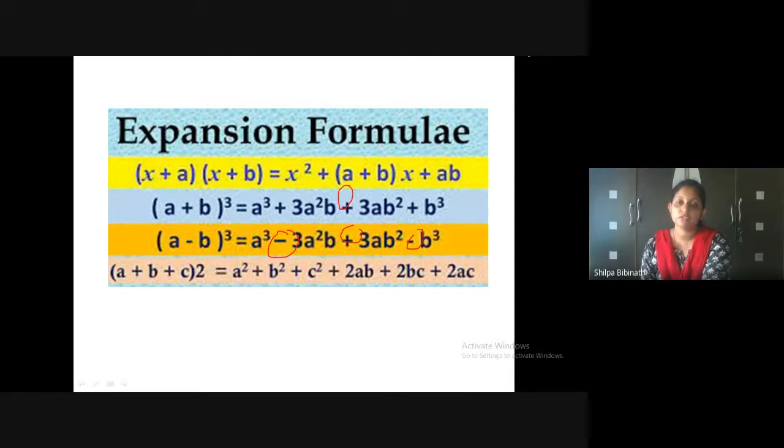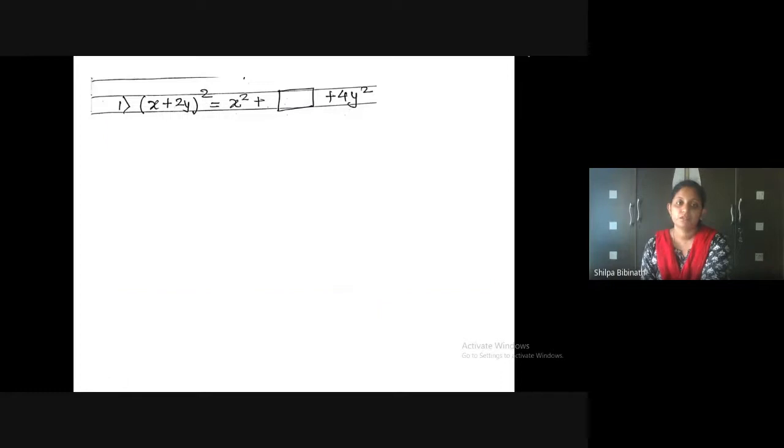Now shall we begin? So everyone please do take down in your rough book. Let's solve. So this is x plus 2y the whole square. Now this is in the format a plus b the whole square, which you have studied in standard 7. So let's begin with the formula which you have already studied.